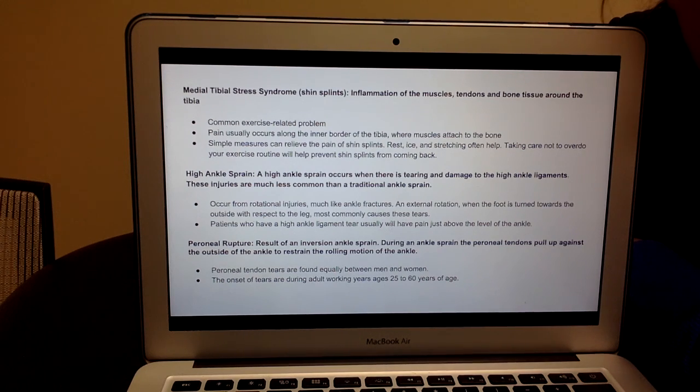And then lastly, you have the peroneal rupture, and that is a result of an inversion ankle sprain. During an ankle sprain, the peroneal tendons pull up against the outside of the ankle to restrain the rolling motion of the ankle. And so peroneal tendon tears are found equally with both genders, and the onset of tears is during adult ages 25 to 60 years of age.